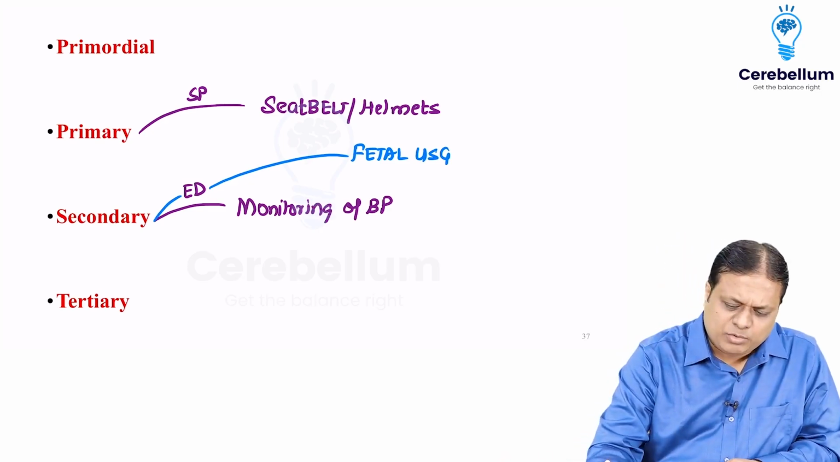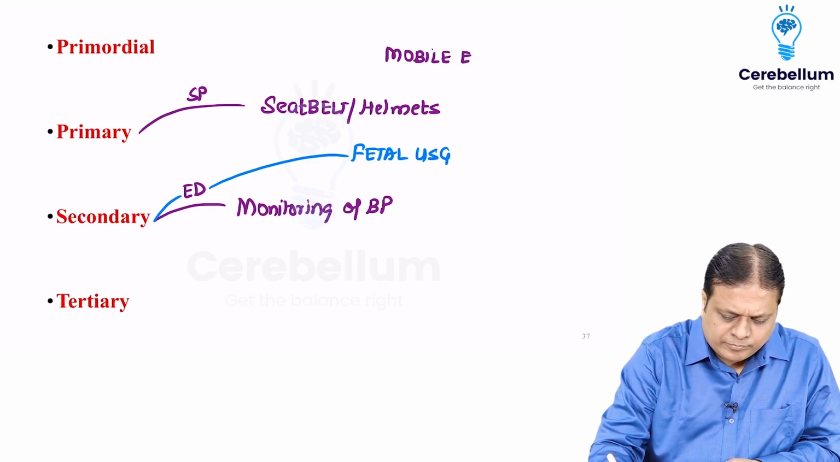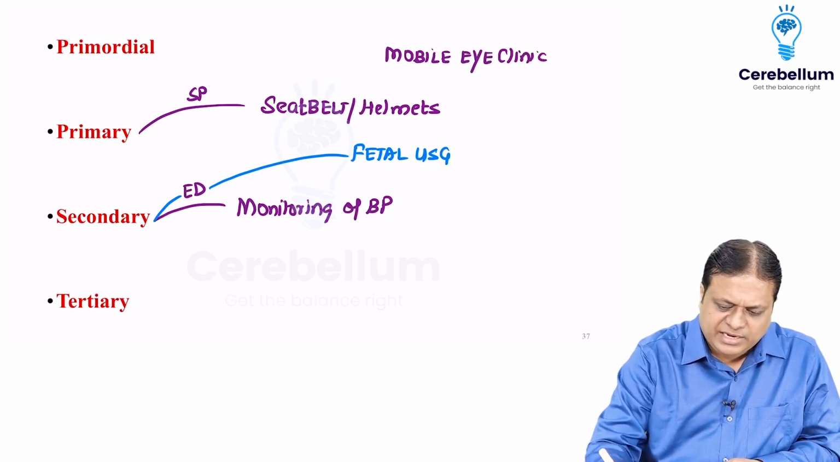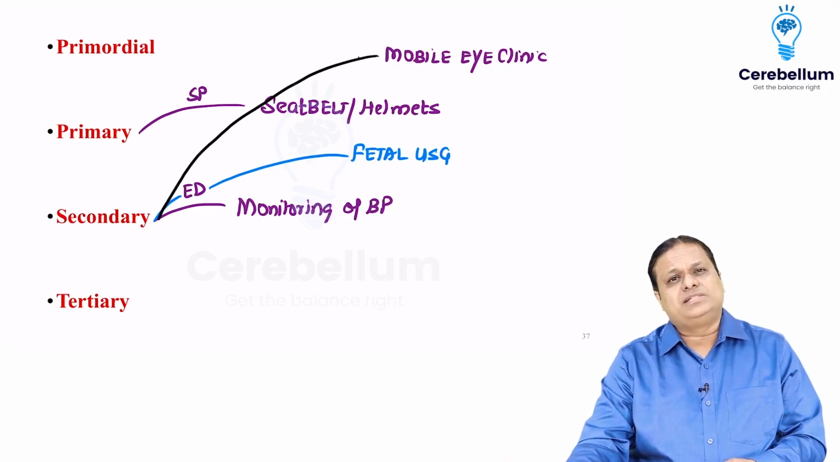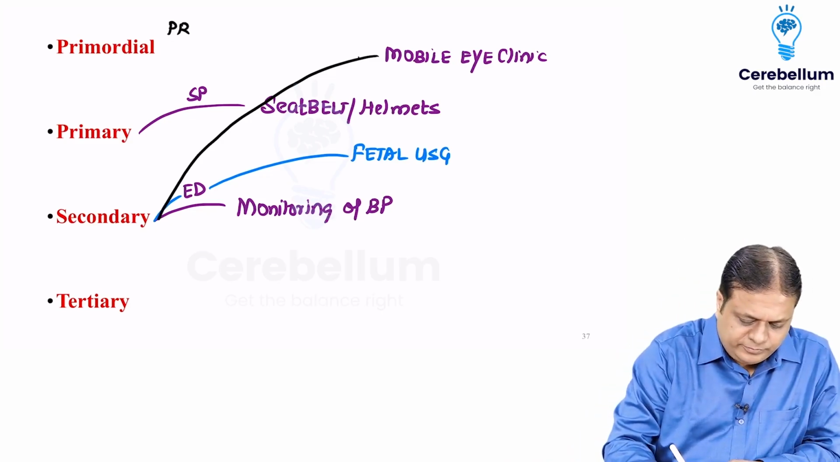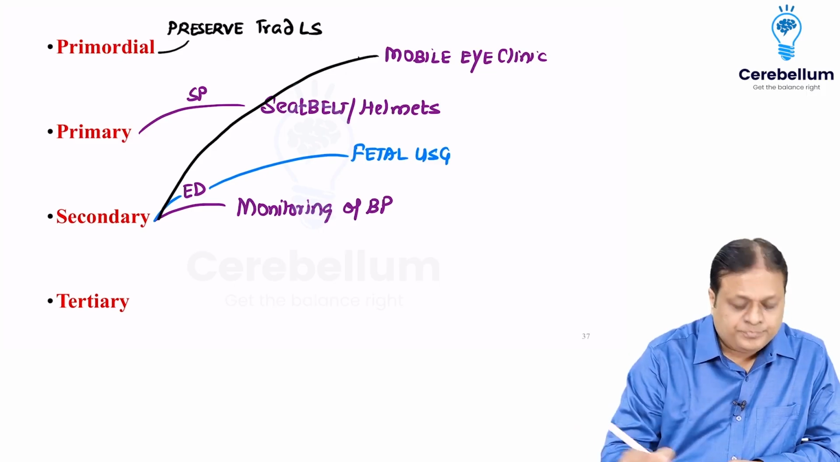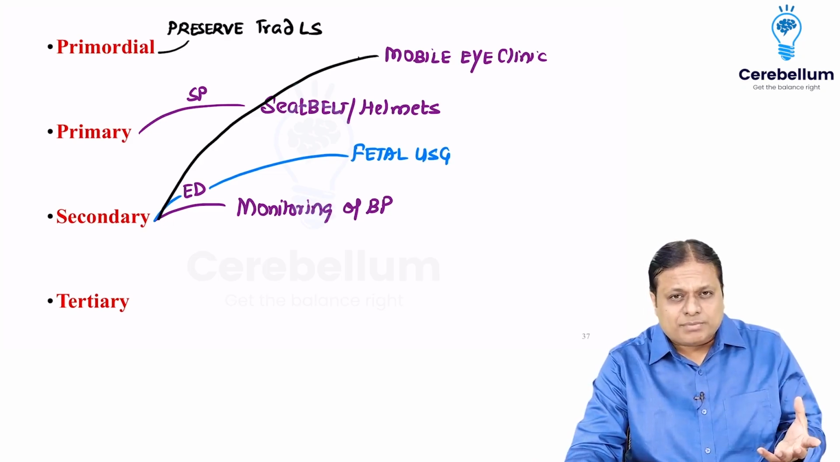When we look at mobile eye clinic, they cannot prevent cataract or refractive error, it can only detect. Therefore, this is also secondary level of prevention. Preserving traditional lifestyle is primordial. A father asked his son not to adopt bad habits, primordial.